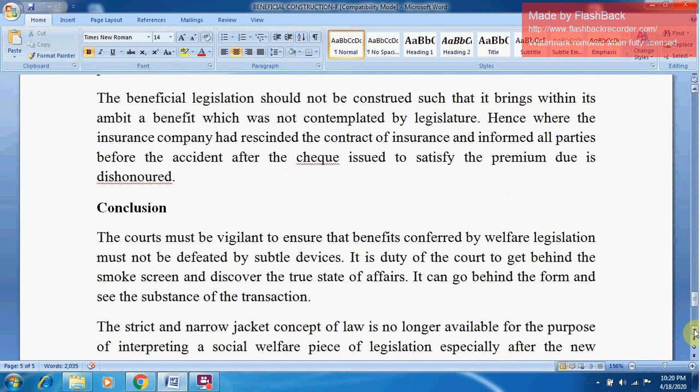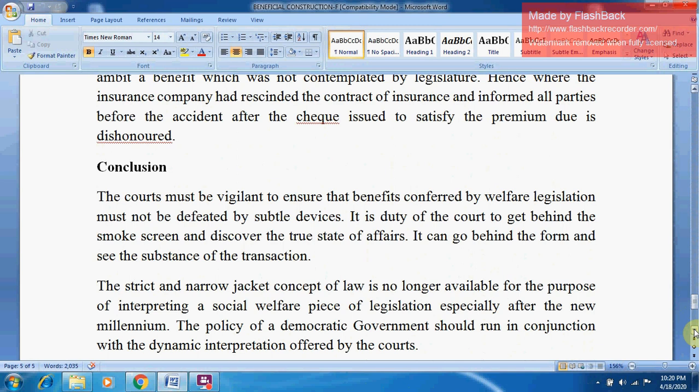Let me see in the conclusion. The courts must be vigilant to ensure that the benefit conferred by welfare legislation must not be defeated by subtle devices. It is the duty of the court to get behind the smoke screen and discover the true state of affairs. It can go beyond the form and see the substance of the transaction.